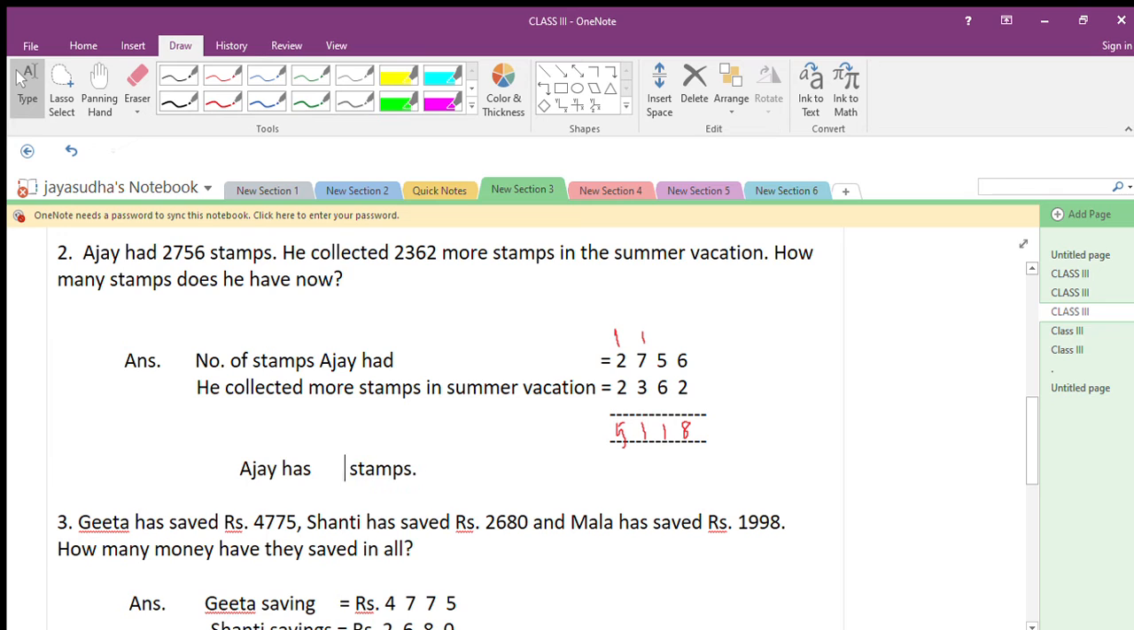Okay. Ajay has 5,118 stamps. Total number of stamps, how much? 5,118. Have you understood, children? Ajay already had 2,756 stamps. During the summer vacation, he collected 2,362 more stamps. So how many stamps does he have in total? You have to add both numbers of stamps, and you get the answer. Are you okay? Now move on to the third sum.